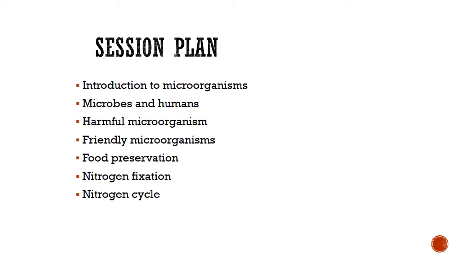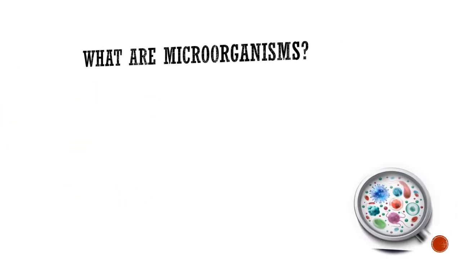Okay, the topics we will cover in this chapter: introduction to microorganisms, microbes and humans. And number 3 is harmful microorganisms, and then friendly microorganisms. There are harmful microorganisms, and then there are friendly microorganisms also, and then food preservation, then nitrogen fixation, and the last topic is nitrogen cycle.